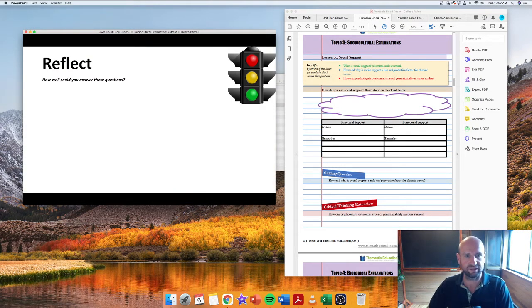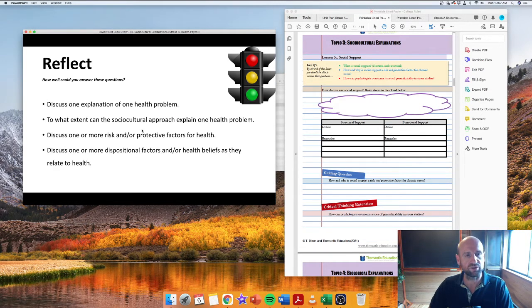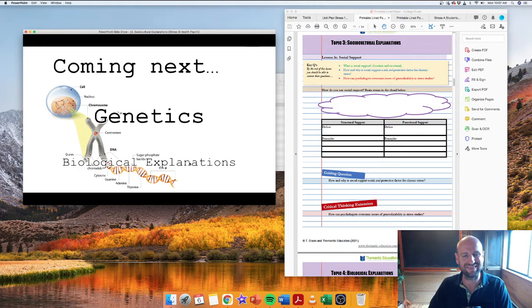All right, and then one of my favorites to review is the traffic lights. And now I've gone and lost my mouse. Okay, all right. These are some possible exam questions, so it might be a good chance to introduce them to the exam questions they might get. Okay, and then that's the end of the social cultural explanations.